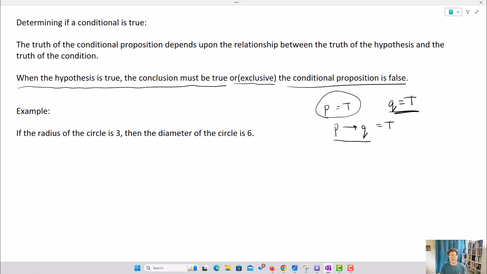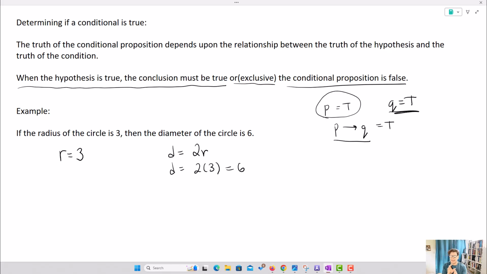So let's take a look at this in English and hopefully help you make sense of why that's the case. Let's say, for example, if the radius of the circle is 3, then the diameter of the circle is 6. So I'm going to say that r equals 3. That's the radius of the circle. I know that the diameter is 2 times r. So d equals 2 times 3, which is 6.